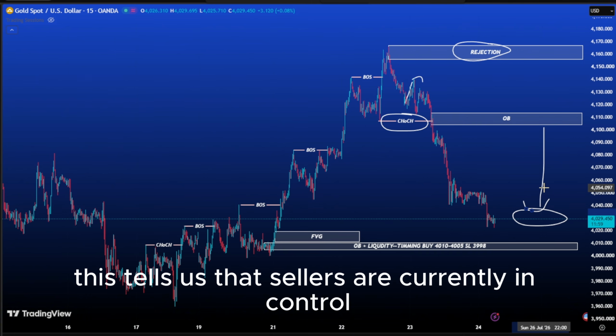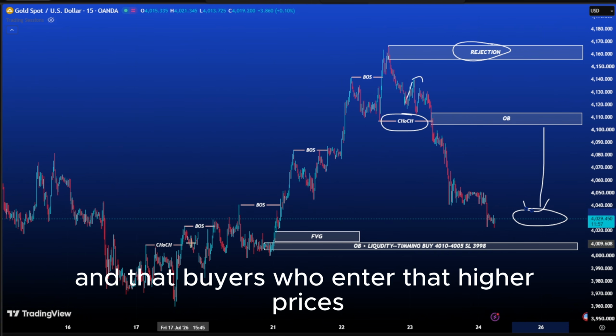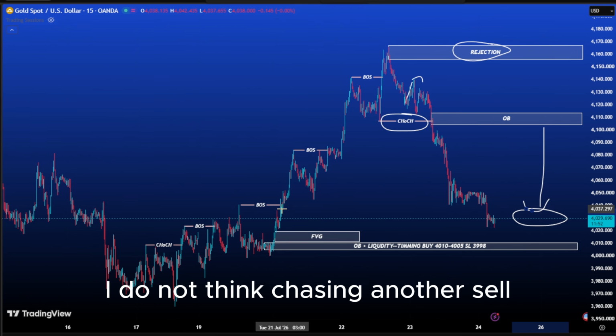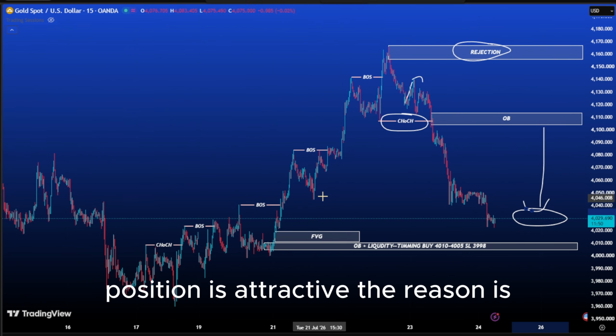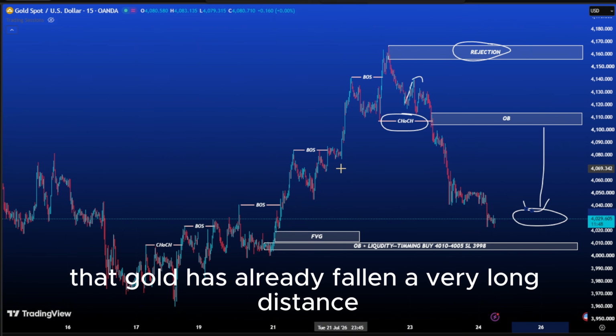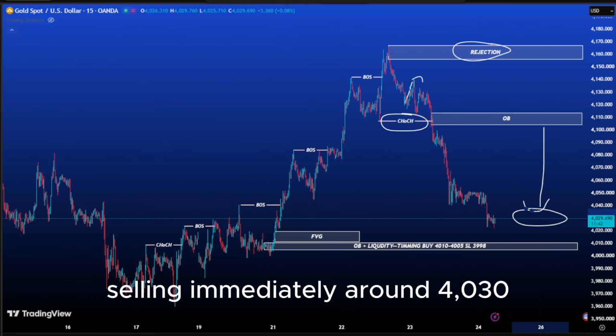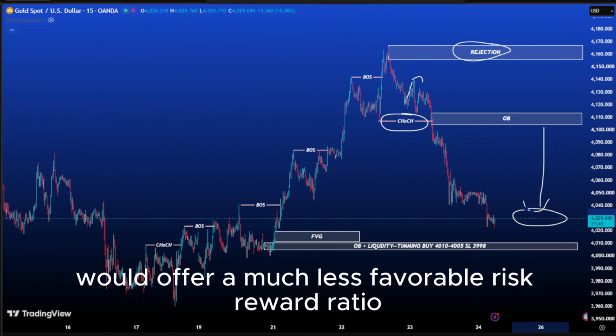This tells us that sellers are currently in control and that buyers who entered at higher prices may be closing their positions. However, at the current price, I do not think chasing another sell position is attractive. The reason is that gold has already fallen a very long distance and is now approaching an important support zone. Selling immediately around 4,000 would offer a much less favorable risk-reward ratio.